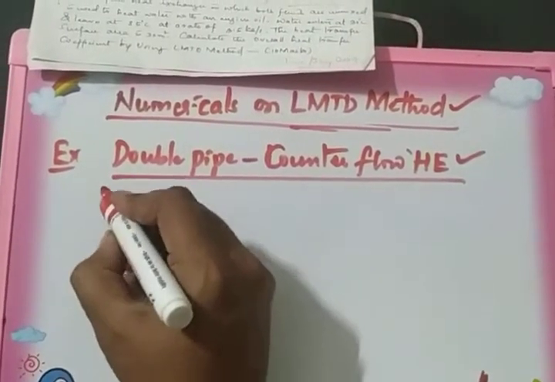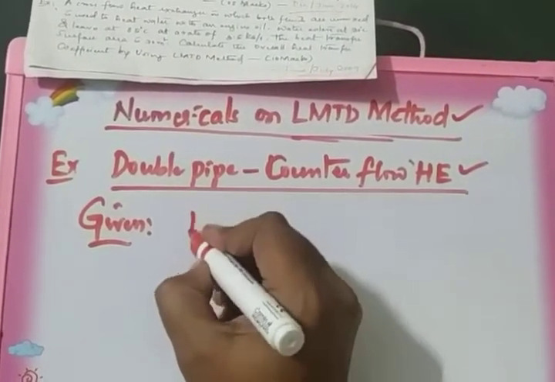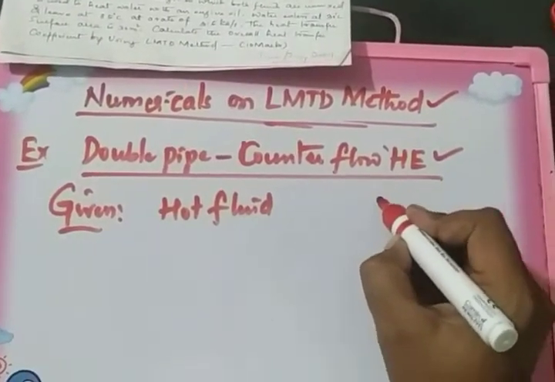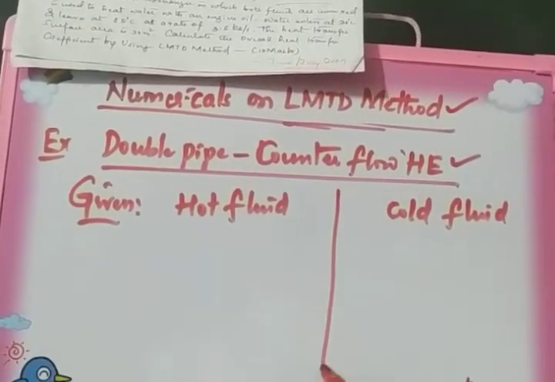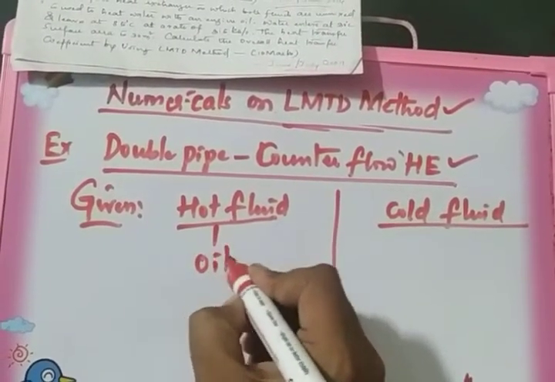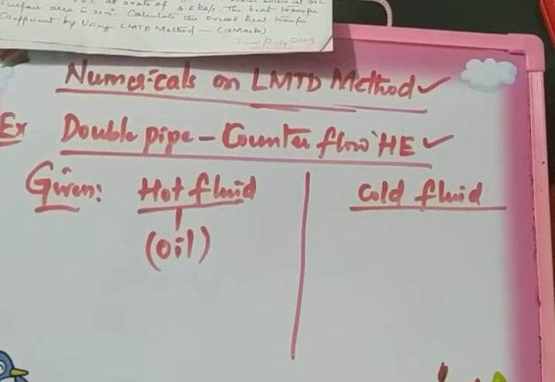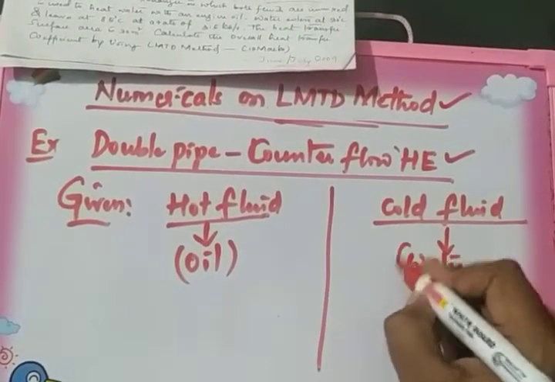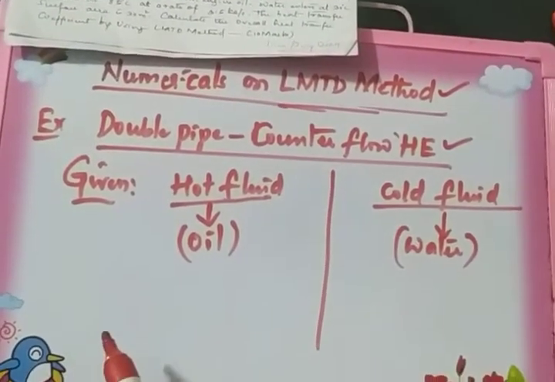As we already know, in a given heat exchanger there will be two fluids flowing. The first one, let us say, is the hot fluid, and the second fluid we call the cold fluid. We shall write the given data. So here the hot fluid given in this problem is oil, and the cold fluid is water. So there are two fluids, oil and water, which are going to exchange the energy in this double pipe counterflow heat exchanger.